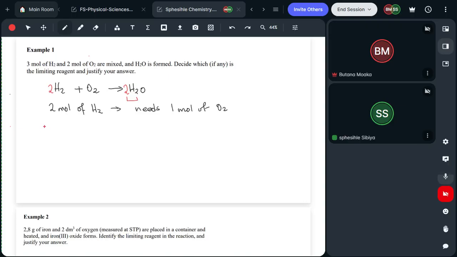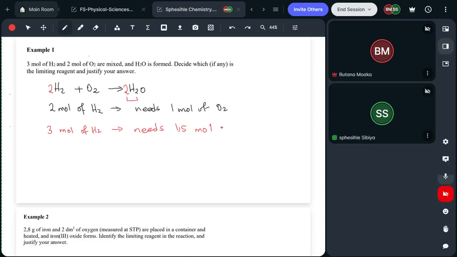We were given 3 mole of H2. So 3 mole of H2, it will need what? The mole ratio, if we have 2 mole, needs 1. This tells you that 3 mole of H2, according to the mole ratio, it needs 1.5 mole, because half of 3 mole is 1.5.